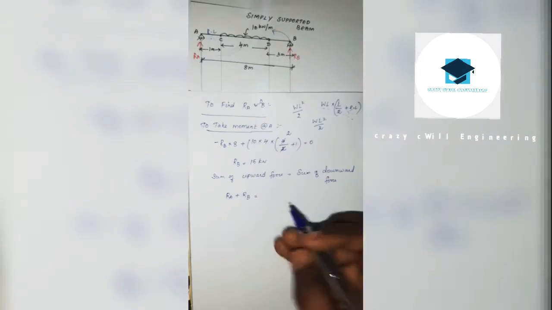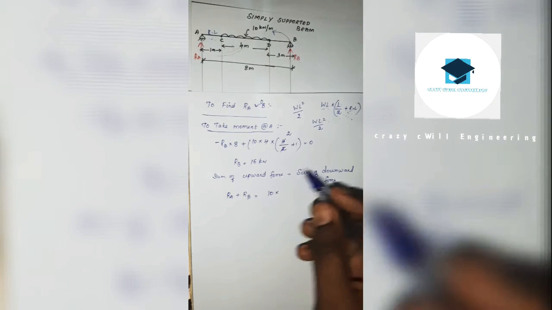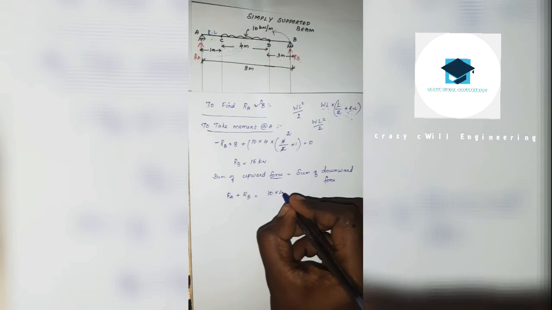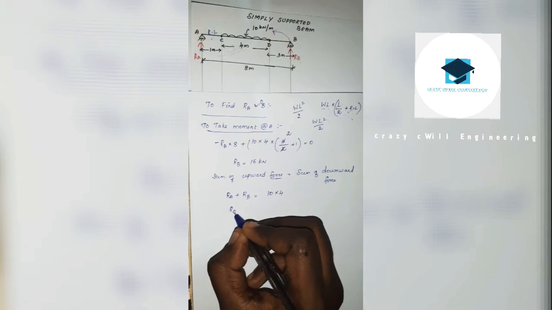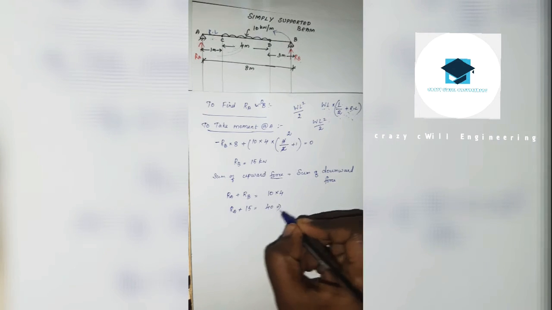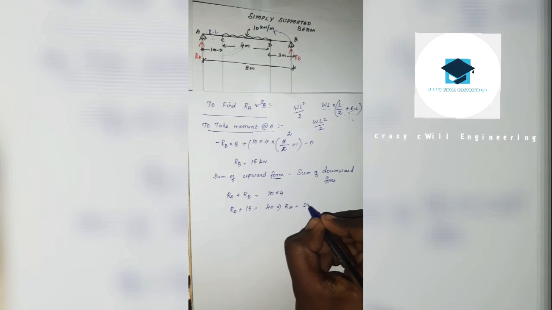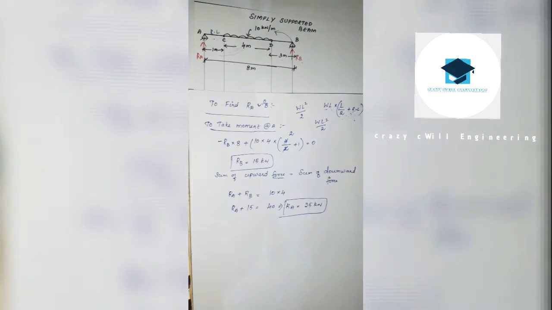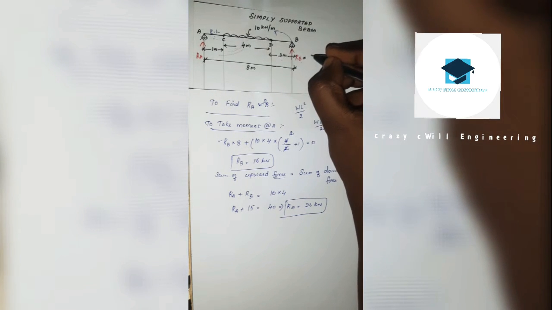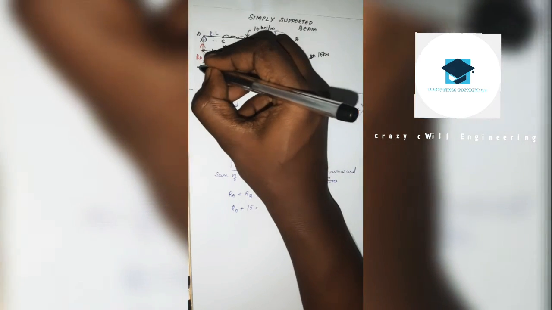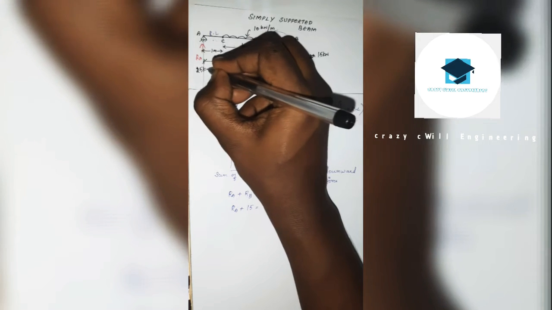The downward force is 10 into 4. Here I am considering the force only, not a moment. What is the value of RB? It is 15. So RA plus 15 equal to 40, and the value of RA is 25 kilonewton. Write these values: RB is 15 kilonewton, RA is 25 kilonewton.